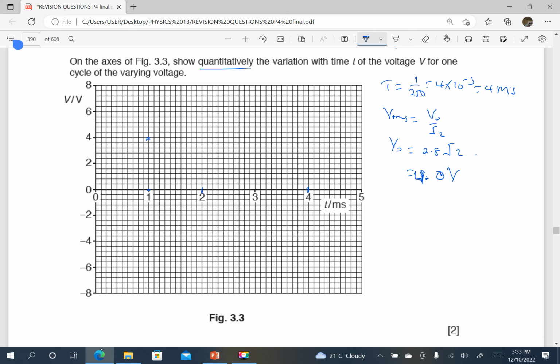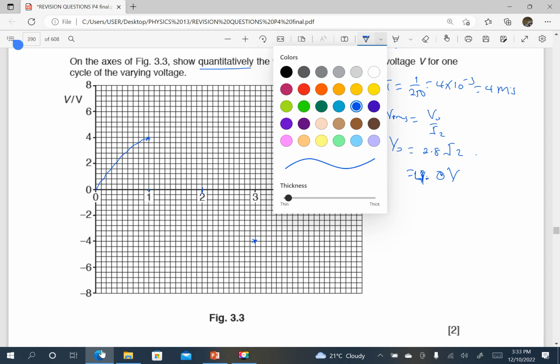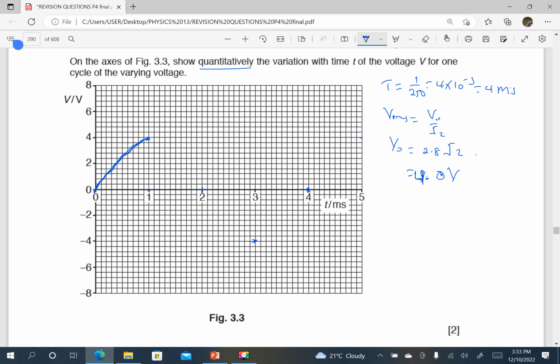peak at 3, I think it is this point here. Yes. Then it goes to 0. Then at 5, I think at 5 it goes back to the peak. Yes. So our graph will be like this. Let me increase the thickness. Okay, so that is the graph.